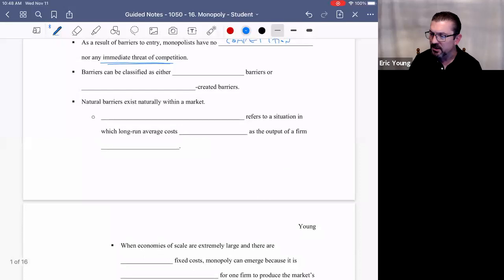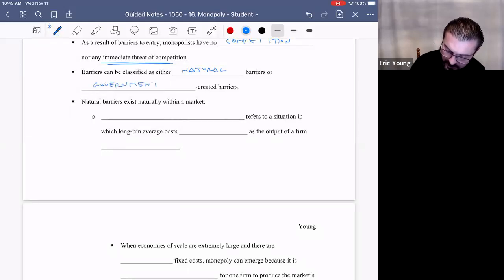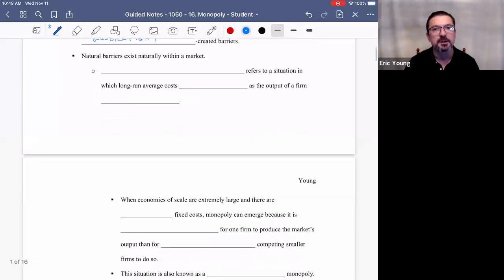When we talk about the barriers to entry, it's useful to kind of classify them or segment them or break them down to really kind of wrap your head around them. So let's think about barriers as one of two types. We can either have what we're going to call natural barriers, or we're going to have what we call government created barriers.